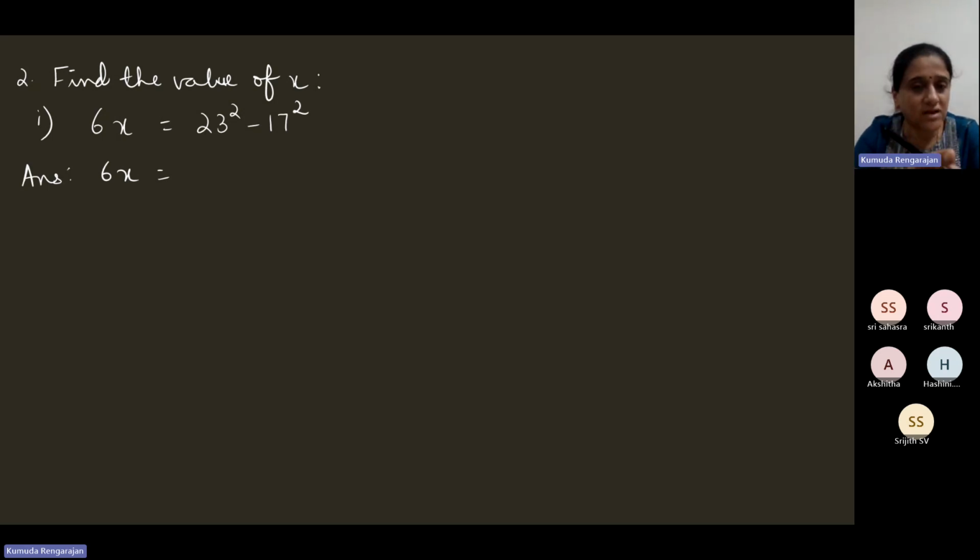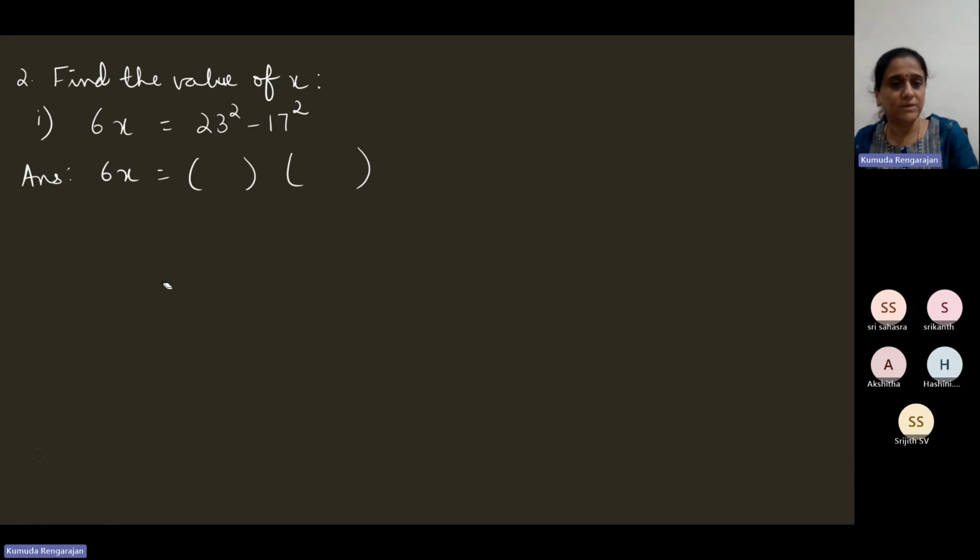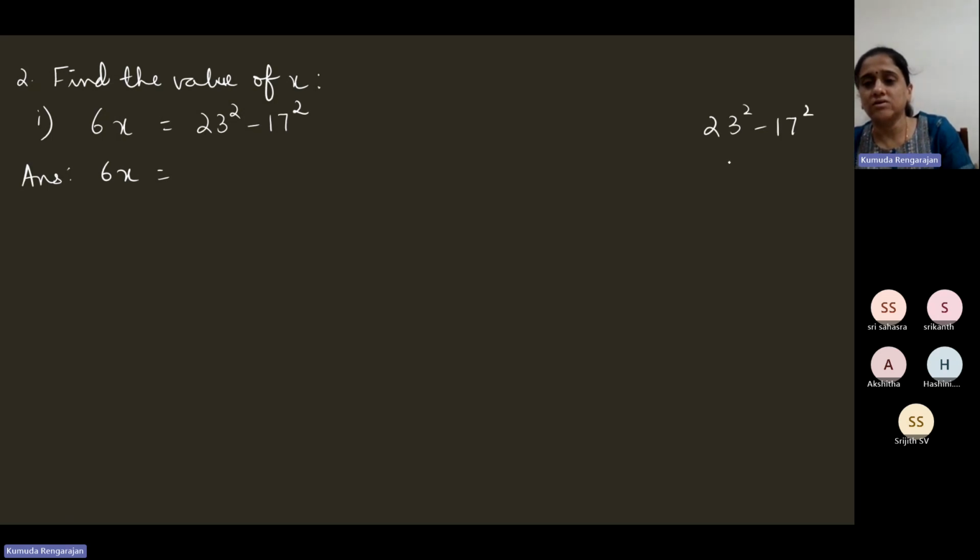See, this 23 square minus 17 square is of the form a square minus b square. So the answer is a plus b into a minus b, where a is 23 and b is 17. You can just do that in the rough column here. So what is a? 23. And what is b? B square is 17 square, so b is 17.